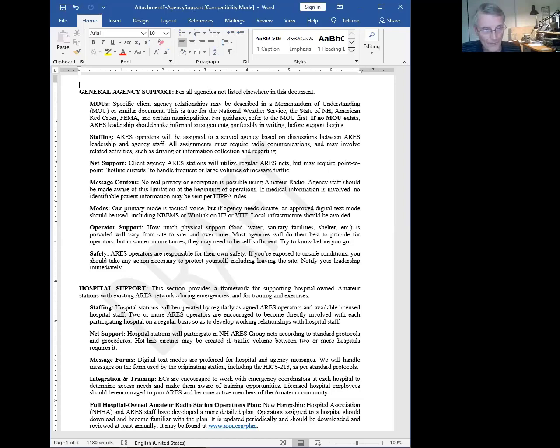So anyway, we talk about staffing here. We will assign operators based on availability. We don't really say that here, but let's see. So assignments will be made based on discussions between the agency and ARES. Assignments must require radio communications and may involve related activities. So this is something that's also said somewhere else in the plan.